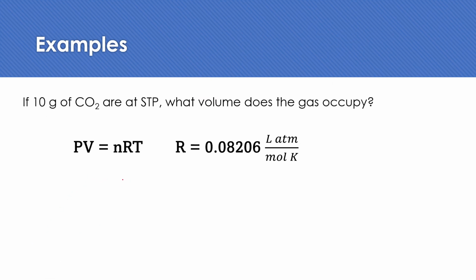Finally, if 10 grams of carbon dioxide are at STP, what volume does the gas occupy? We've got 10 grams, which we can use to find our moles. So 10 grams times 1 mole per 44 grams gives your moles. STP tells us 1 atmosphere and 273 Kelvin. And then rearranging to find volume, V equals nRT over P. This is 0.23 moles.